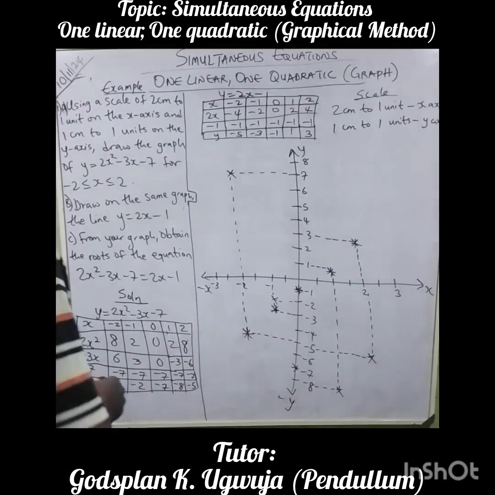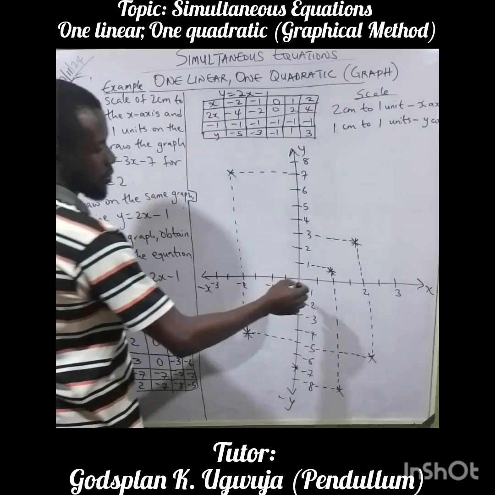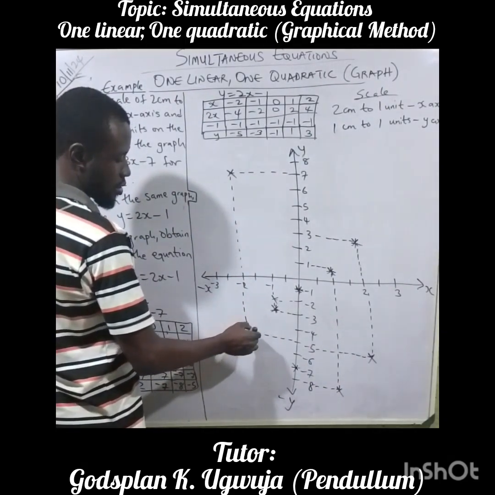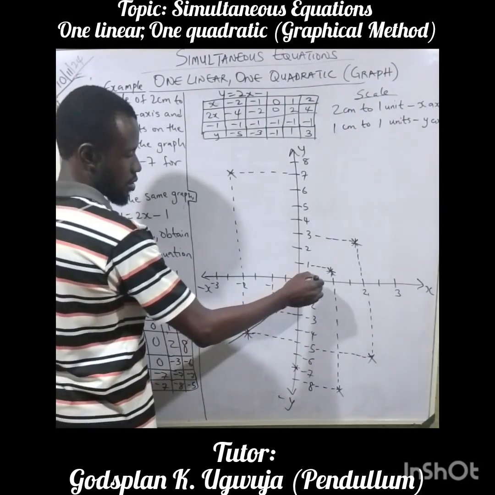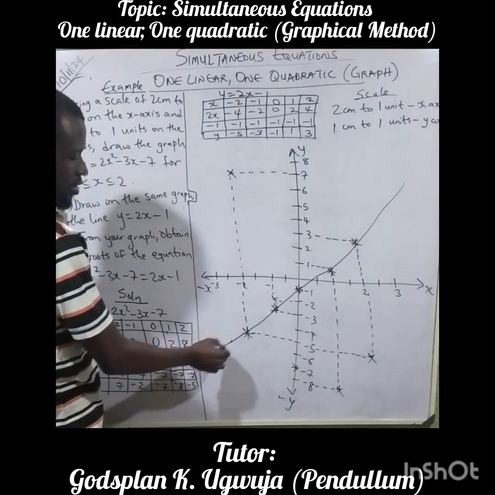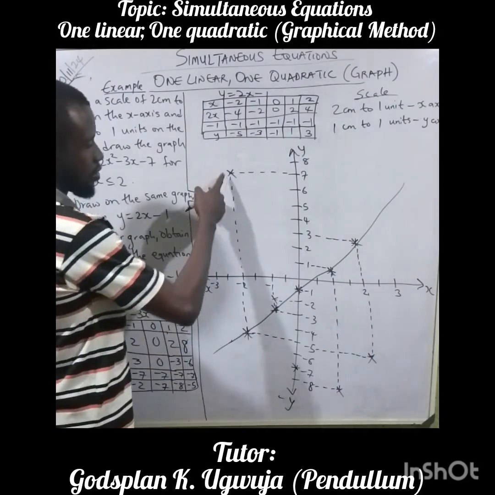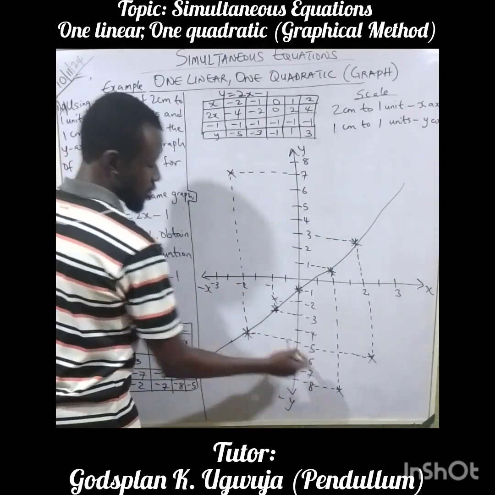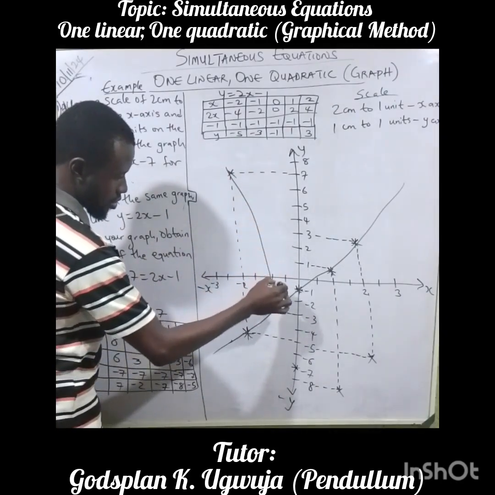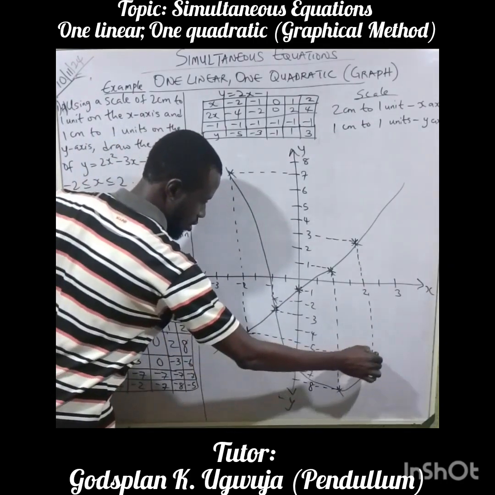Alright, so if you look at this, if I join, let me start with the line. Please use your ruler for this. So this is a straight line. And then for the quadratic equation, that will be a curve. So I'll join this once. You're supposed to use a French curve for this, so forgive me if mine is not so straight.